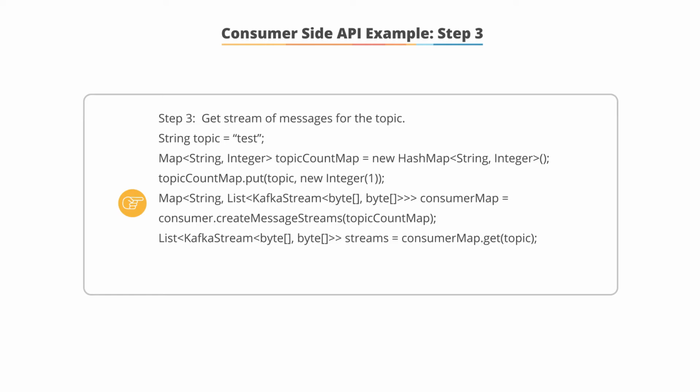We'll then create a map called consumerMap that will equal consumer.createMessageStreams, topicCountMap that we just created in the earlier step. We'll then execute a List streams, passing it the consumerMap.get method and the topic value test that we have passed to obtain the list of information from Kafka.